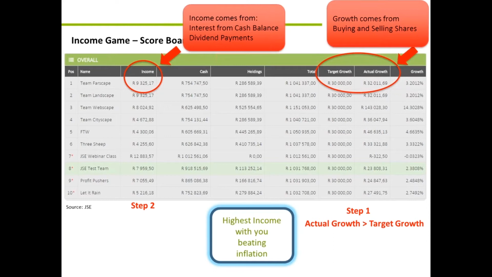Now, for you to get the actual growth, let me remind you, it's only done by buying or selling shares or by buying and holding. You don't necessarily have to sell it, but the only way you get growth is by buying a share and for it to increase. Whether you keep it in the portfolio or if you sell it, that does not matter. In our case, we take it into consideration either way, but it's up to you whether you want to keep it. So that's the income game in a nutshell.